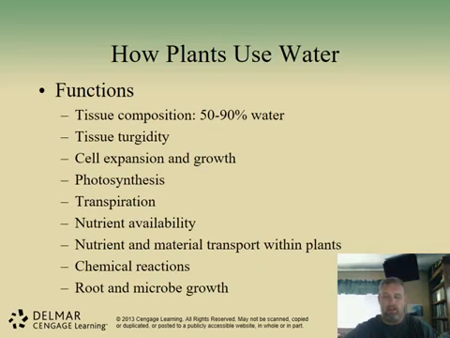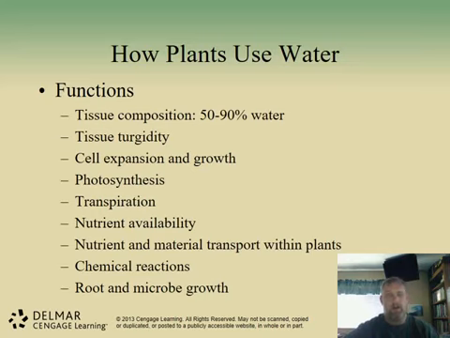and it can't continue to grow and expand. It also affects nutrient availability because once the nutrients are within the plant, they need to be taken up through the osmosis process throughout the plant. We also have an issue with nutrient availability within the soil, because if the soil is too dry and there's not enough moisture to move the nutrients around, then the plants are unable to access them.